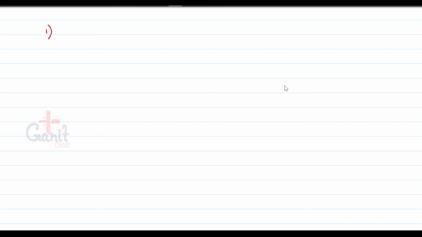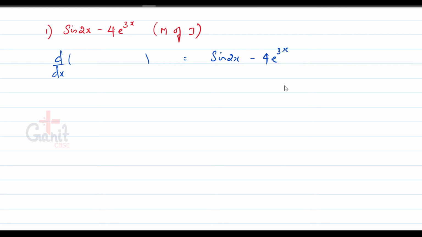Example problem, first one, we are going to use the method of inspection. So sin 2x minus 4e to the power 3x. So this is the method of inspection. We are going to differentiate some function to get sin 2x minus 4e to the power 3x. So differentiation of cos x is sin x. So I have 2x here, so cos 2x.